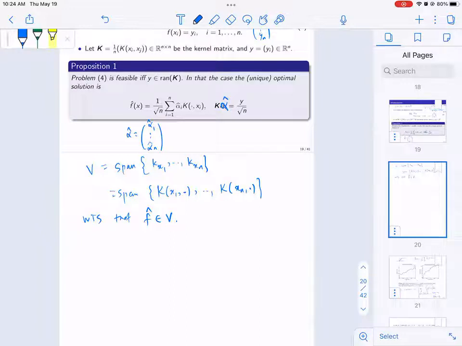So this span is a closed linear subspace of the RKHS. So why is it closed? I'll name people. Why is it closed? Because it's finite dimensional. The limit of any sequence, so you want to show that if you have a sequence of functions that converge, it has to converge to something like this. Why is that?